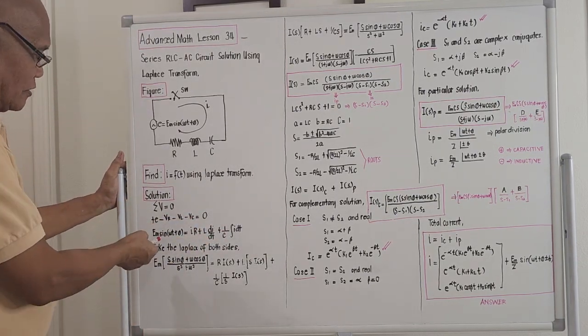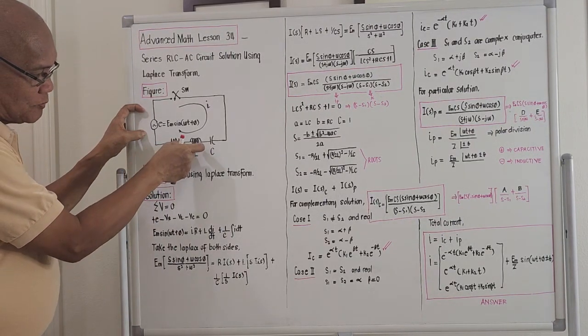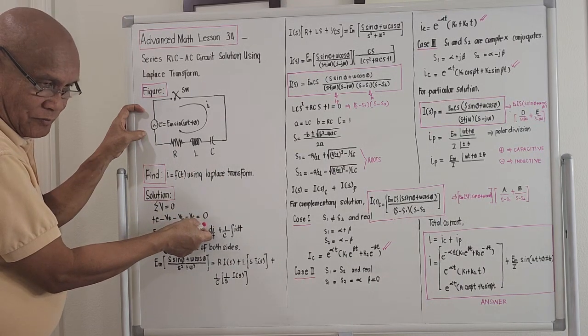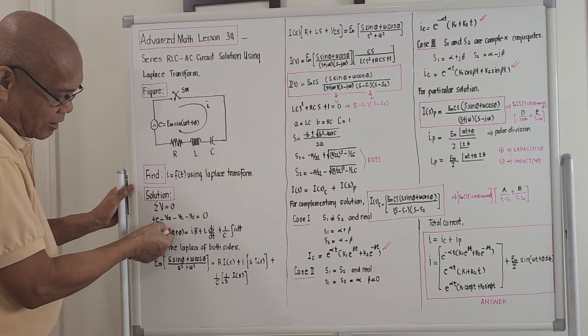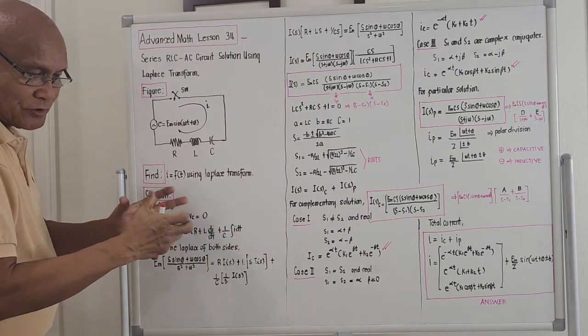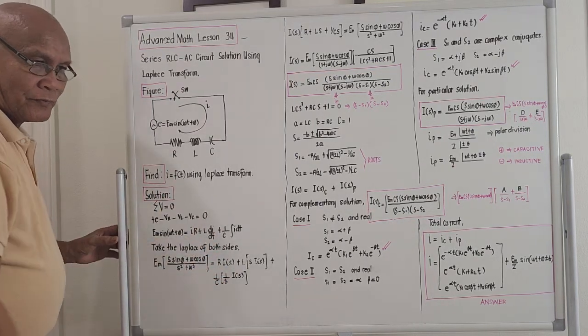That is plus E minus v sub R minus v sub L minus v sub C, and the sum should be equal to 0. This is a voltage rise, a voltage drop, a voltage drop, a voltage drop. So the summation of a voltage rise and voltage drops should be equal to 0.